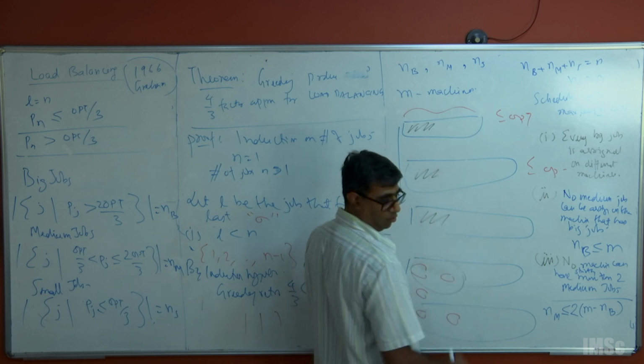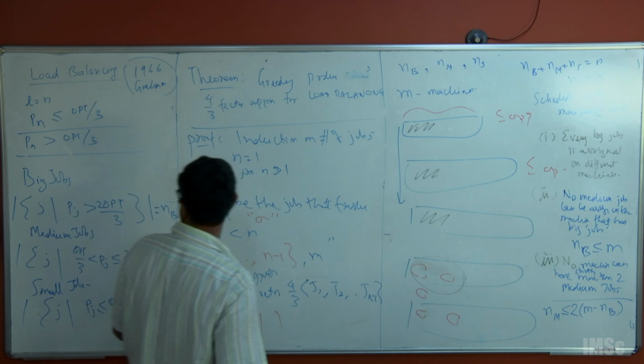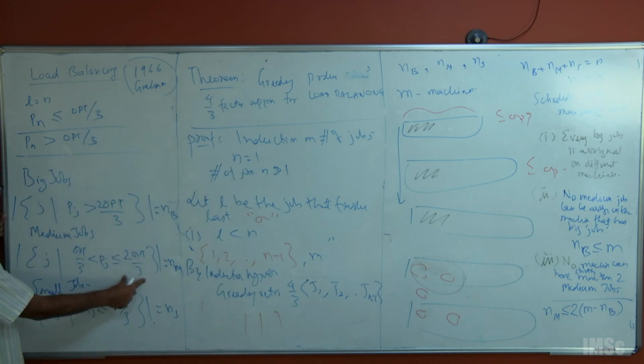so all these are less than opt, so we don't care. Here, how many items did you put? 2 items of length 2 times opt by 3, so it is 4 by 3 opt, and we are done.